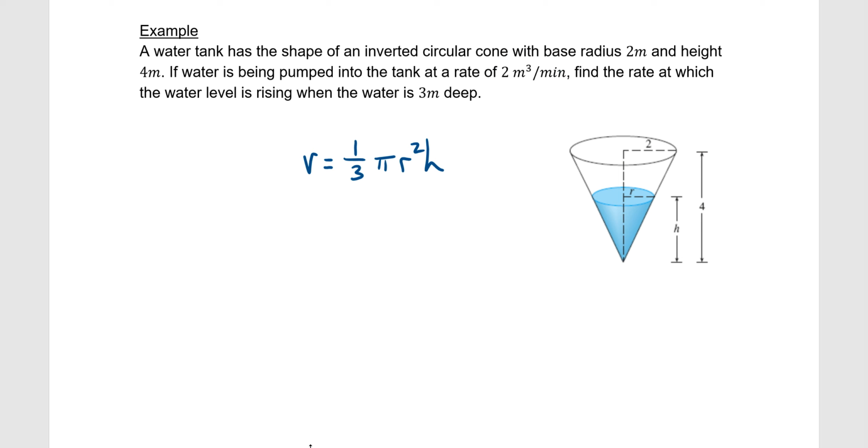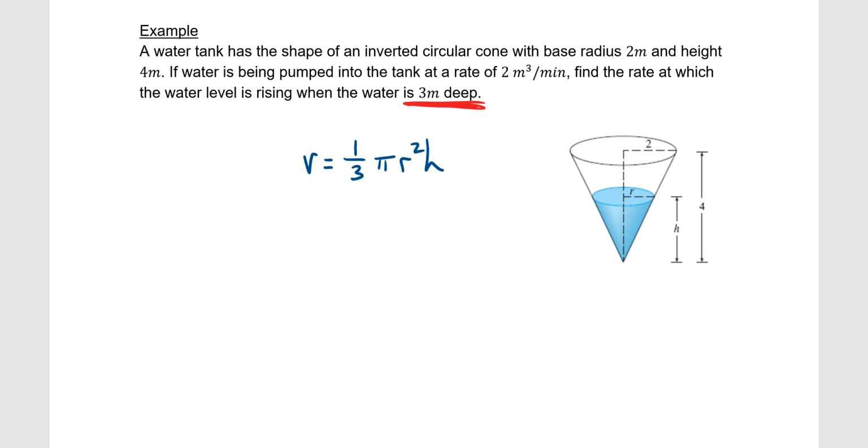Now let's take a look at our given values. This is a little bit tricky because it says radius 2 meters and height 4 meters. That is the radius and the height of the whole entire cone, so that doesn't have to do with the water level explicitly. That's not what we're using. What we would want to be using is the radius for here and the height for here, but we're not given that. So what we are given is right here.